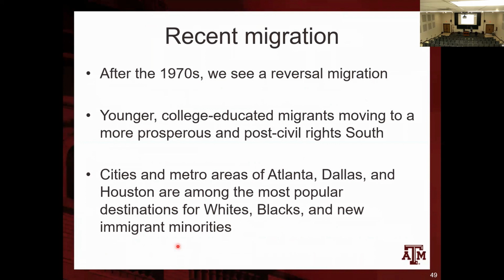After the 1970s, we see a reversal migration, younger, college-educated migrants moving to the more prosperous and post-civil rights South. The cities and metro areas of Atlanta, Dallas, and Houston are attracting a lot of migrants, both internal and international. They are the most popular destinations for whites, Blacks, and new immigrant minorities. So Houston has a really diverse population and is attracting a lot of this diverse population because it gives them opportunities to improve their lives.